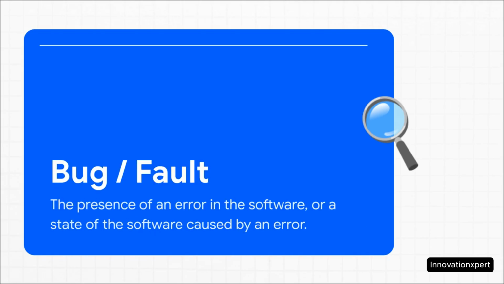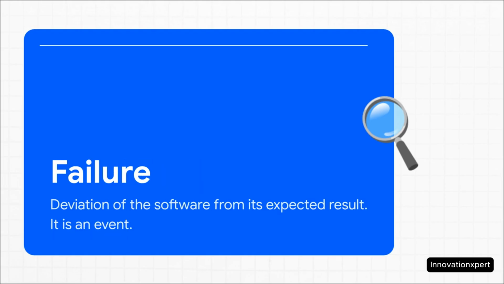So that little human error doesn't just disappear. It gets baked into the software's code. And that is what we call a bug or a fault. It's the actual flawed line of code just sitting there, kind of like a landmine waiting for someone to step on it. And that brings us to the failure.